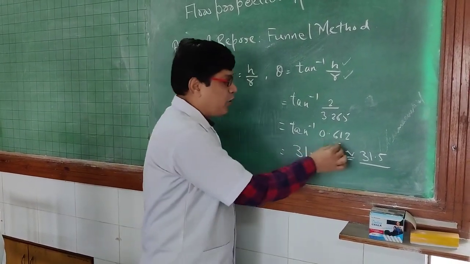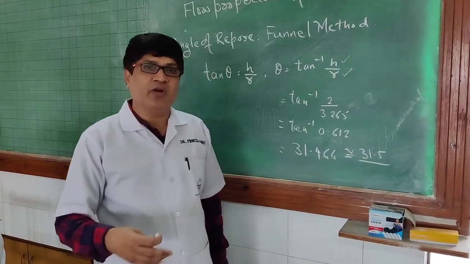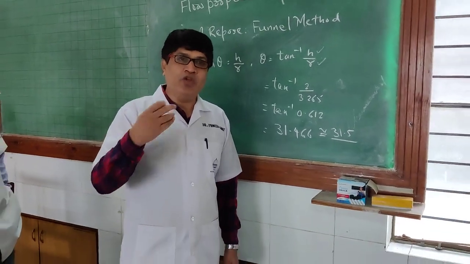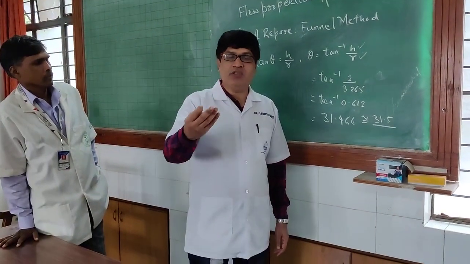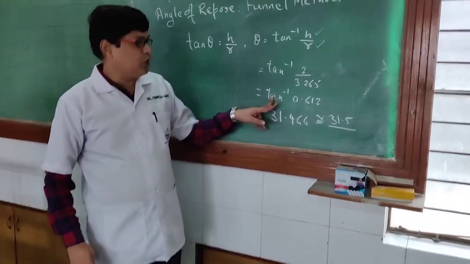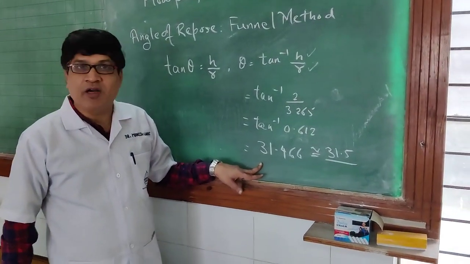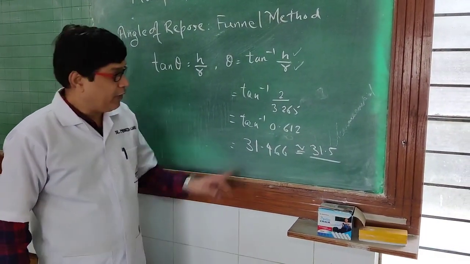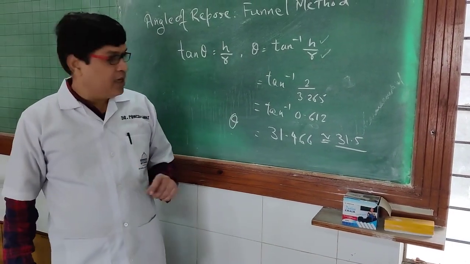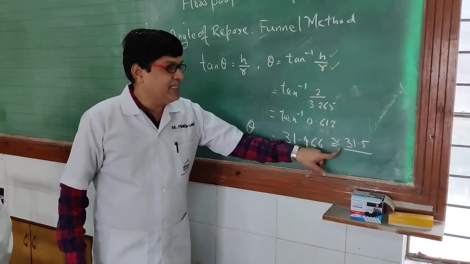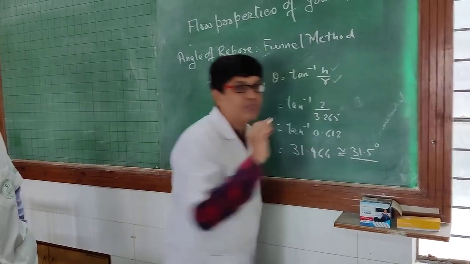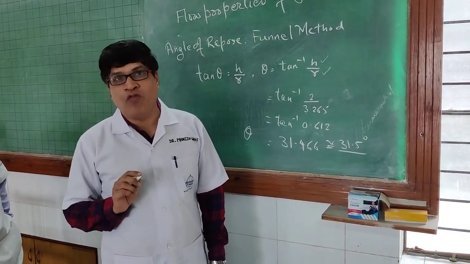Tan inverse of 0.612. Any tan inverse you can find with the help of a logbook, or if you have forgotten your trigonometry, then you can use the internet, you can use Google, you can use the scientific calculator. From that you can find out the value of tan inverse of 0.612. The value of tan inverse of 0.612 is 31.466. Therefore, theta, that is the angle of repose over here, is 31.466, which you can say is approximately 31.5 degree. So this is the angle of repose that we have got.